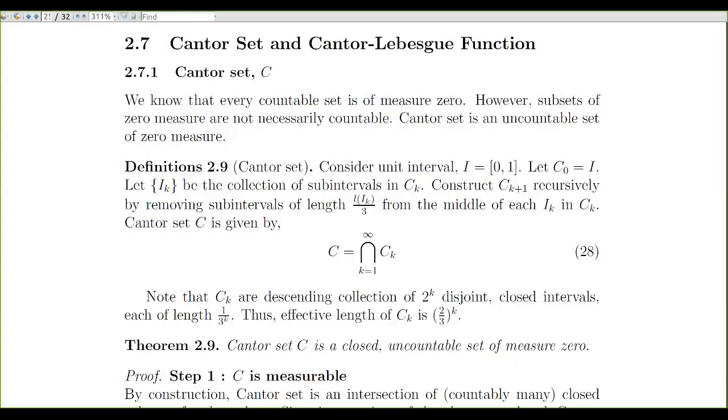For constructing C2, we take both the intervals in C1, divide these intervals into 3 equal parts and remove the middle portion. And we keep on doing this, and then we get C3, C4, etc. Then we take the intersection of all these sets, and this set is the Cantor set.